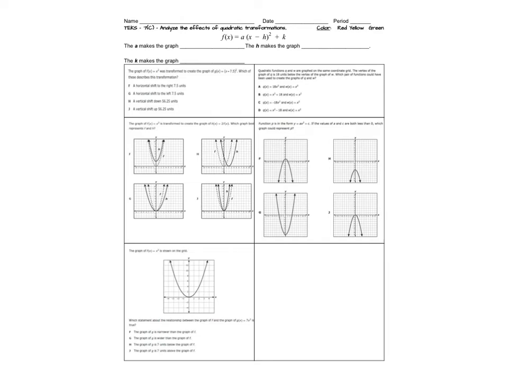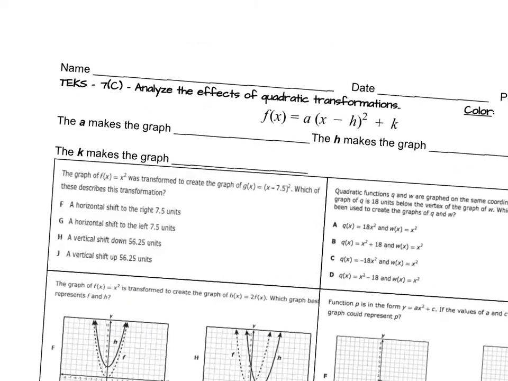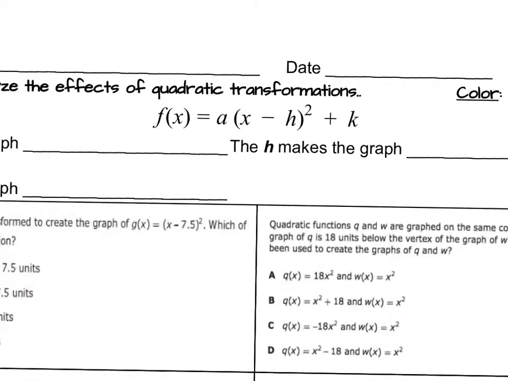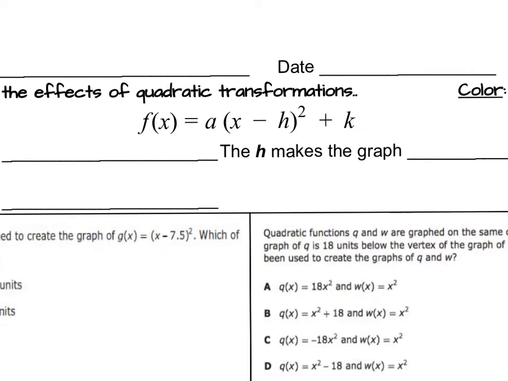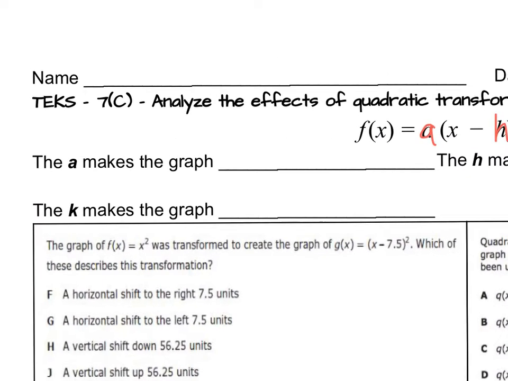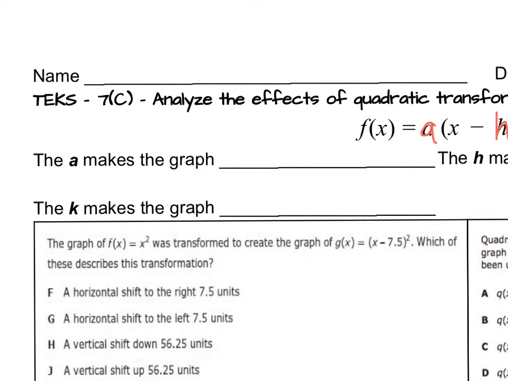Quadratic transformations. So if we look at the equation, this is the way that your equations will be written for transformations. The different letters do different things to the graph. So we have our A, we have our H, and we have our K. Depending on where the graph is moving, those numbers will be different. Whenever the A is different, the A may make the graph flip. That's if it's negative.